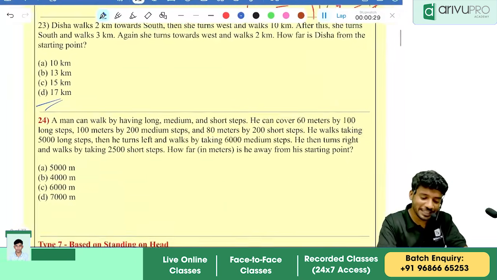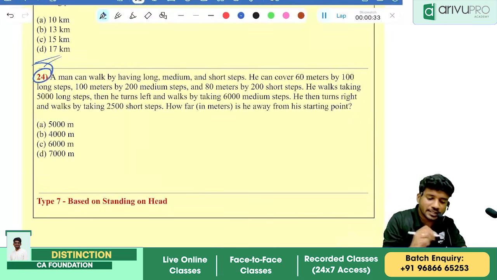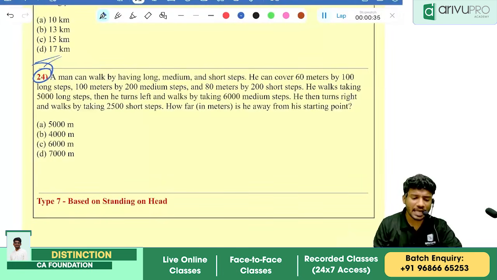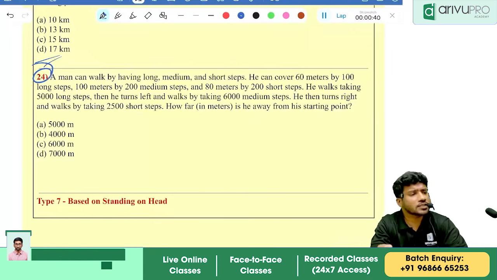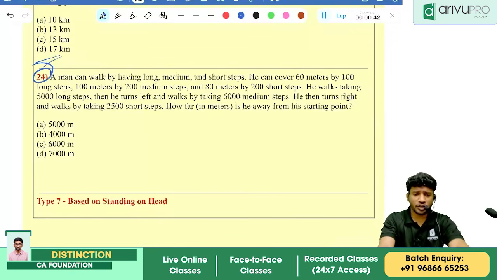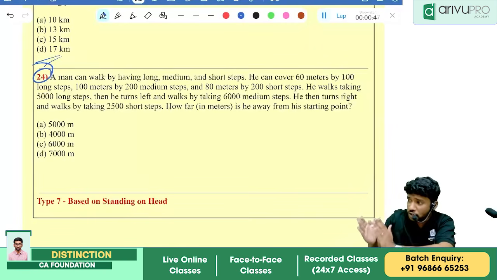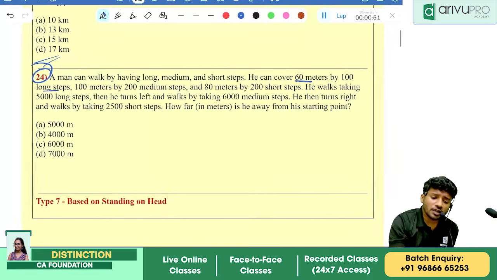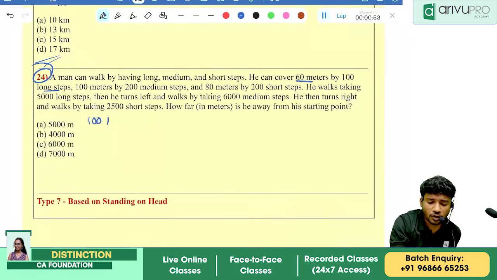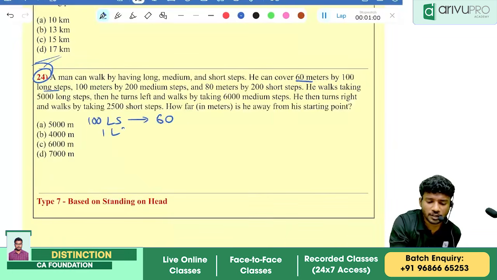Well and good. Now, one of the worst questions ever asked in this chapter. A man walks by having long, medium, and short steps. So what all things can he do now? He can either take a long step, or a medium step, or a short step. He covers 60 meters by 100 long steps. So 100 long steps, he will cover how many meters? 60 meters. That means one long step will cover how many meters?